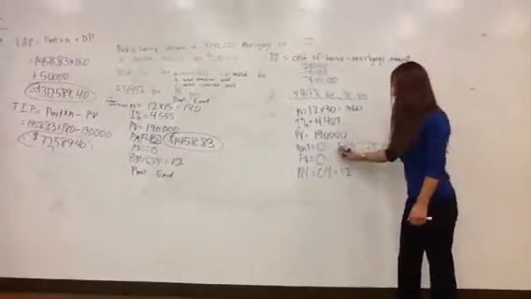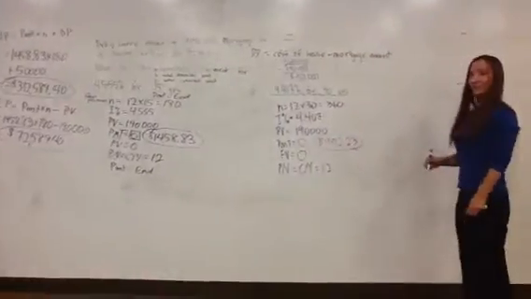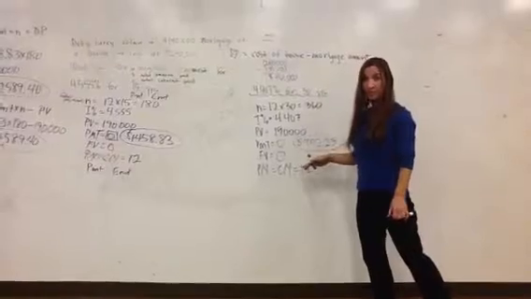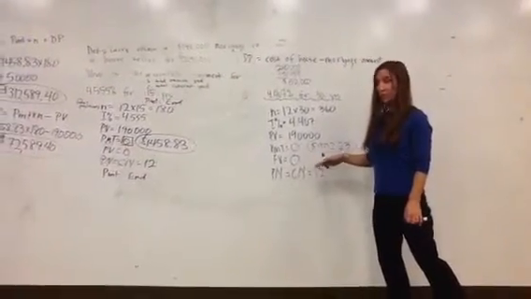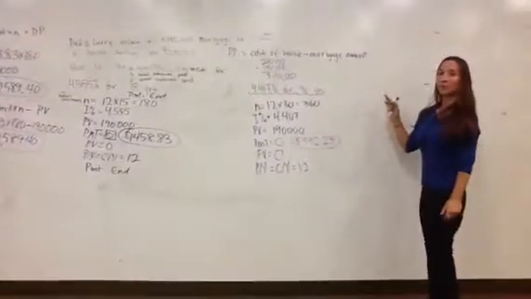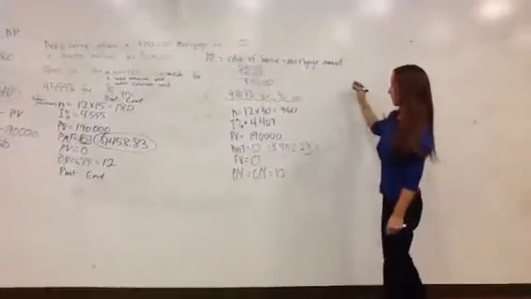$952.23, wow. That looks cheaper than the 15-year. So perhaps that might be more appealing to somebody than a $1,400 mortgage. But let's continue on with this, and then we'll find the differences in each.